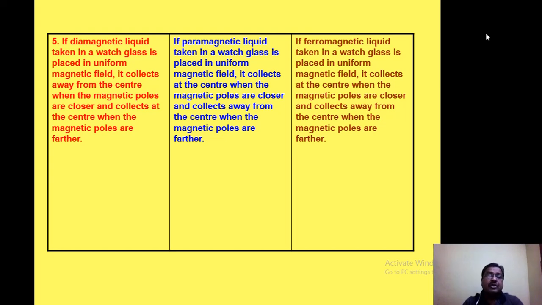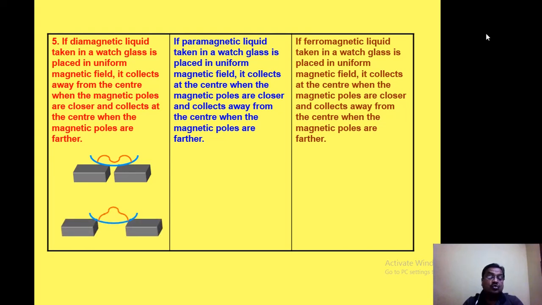A diamagnetic liquid, you place it in a watch glass, place that watch glass in a uniform magnetic field, it is observed, it collects, here you see the figure, away from the center with a depression at the center. It collects away from the center when the magnetic poles are closer and collects at the center when the magnetic poles are farther. You mark these two figures.